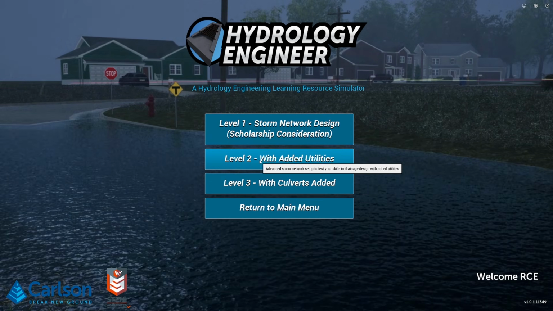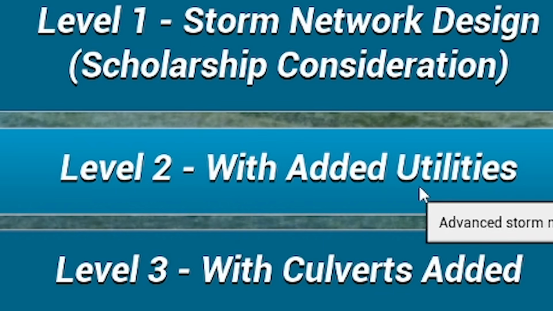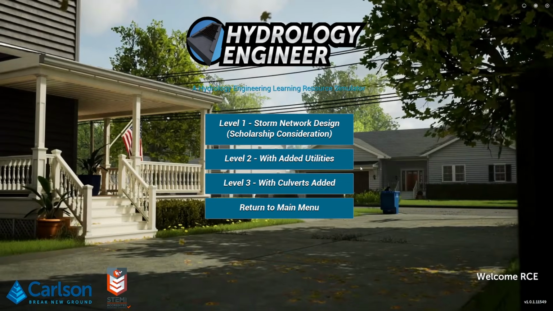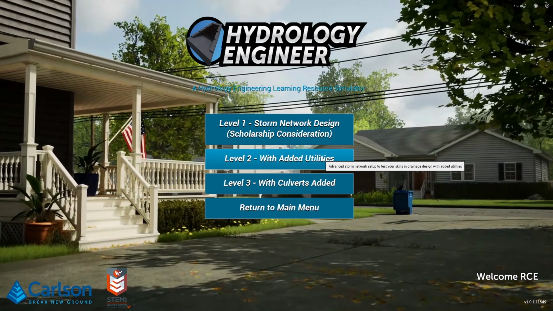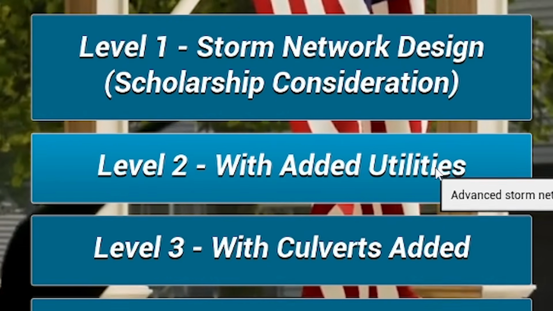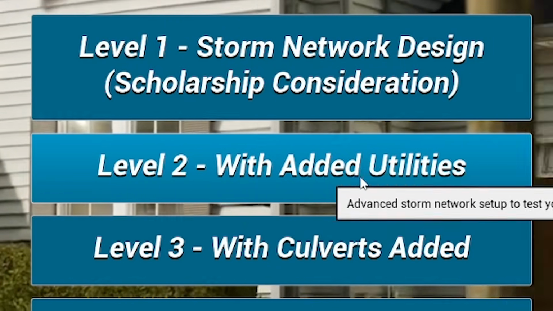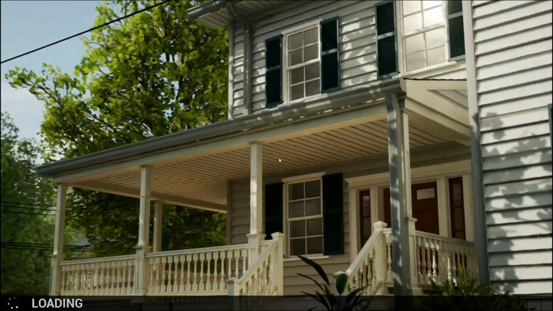Let's go on to level 2 this time with added utilities. Now utilities are basically like the services like pipes, cables, internet wires, all that sort of stuff. So I'm guessing for this one, when we design our pipe network, we're going to have to dodge out the way of those. But let's get into it and have a little look.